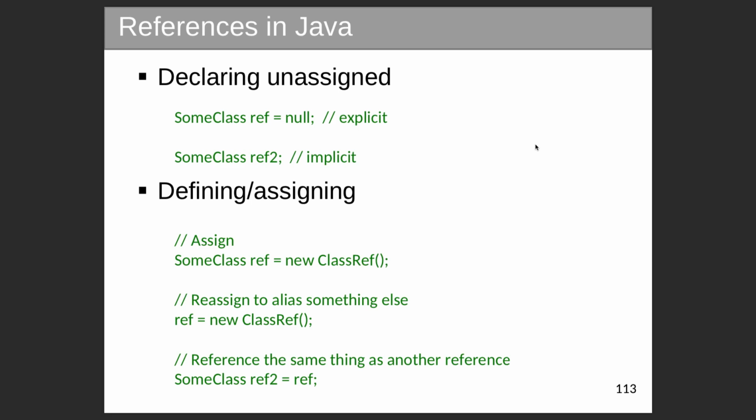Or I can reassign to something else. I've got the same reference here, and I've assigned it to another object. So that line has created another instance of class ref on the heap, and it's updated ref to point to the new one rather than the old one. And similarly, I can assign a new reference to point to the old one. So this has created another value on the stack called ref2, which points to the same place that ref1 does.